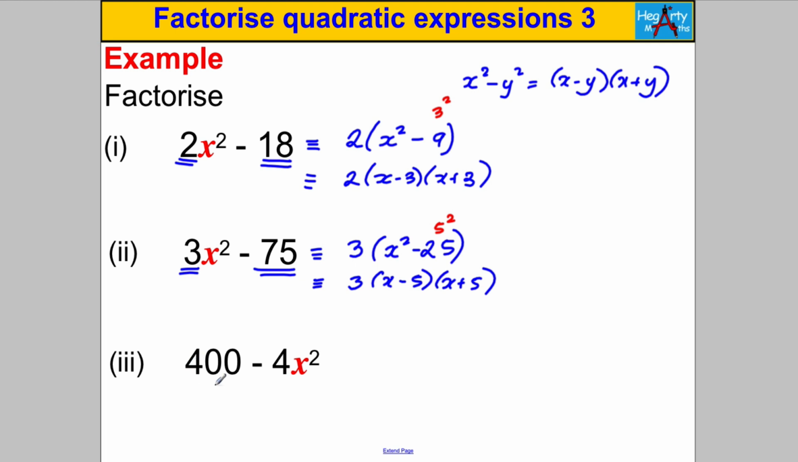And the last one, look for a common factor of 4. There's definitely one there. I'm going to take out a common factor of 4. In the bracket, I'll be left with 100 subtract x squared. Now 100 can be written as a square, it's 10 squared. So this would factorise to 4, 10 subtract x, 10 add x.